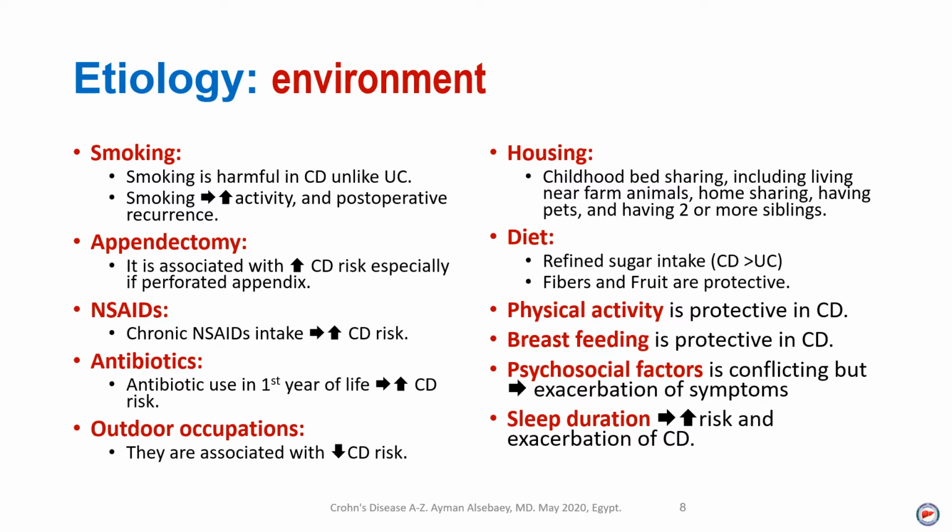We have said that the occurrence of Crohn's disease needs a genetic background, but it is not sufficient alone for phenotypic expression. There must be an environmental insult, okay? If we look at most studies, we can find the following points which could be considered as environmental insults or are protective, okay?